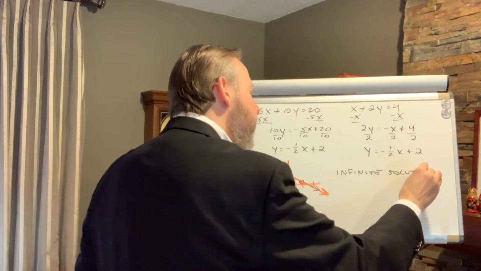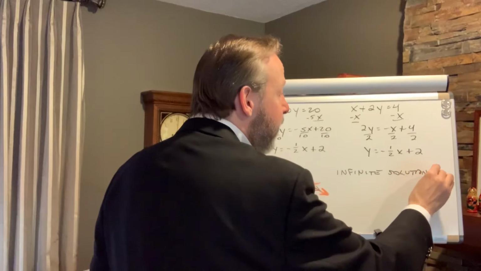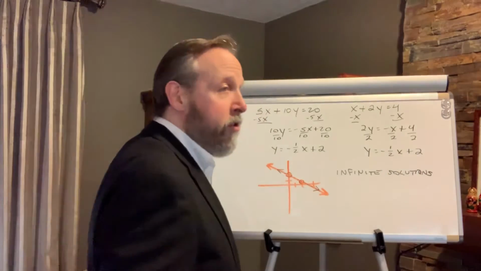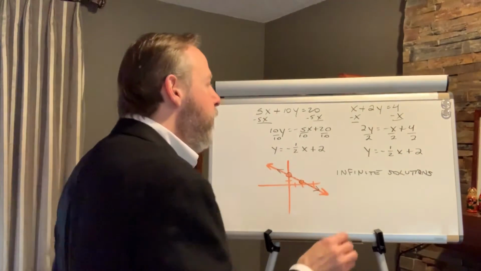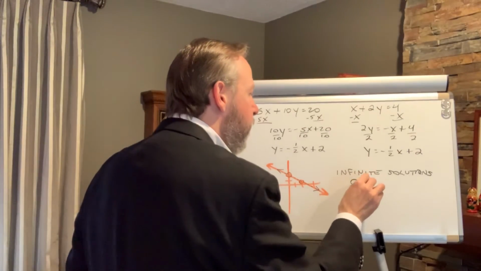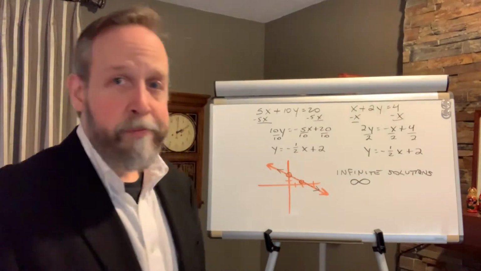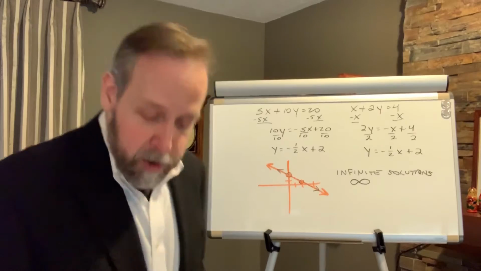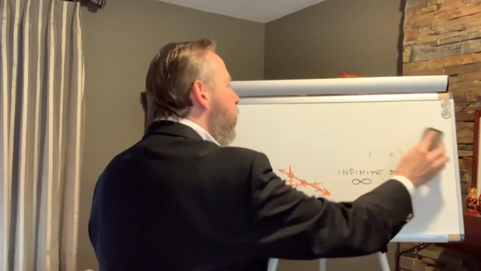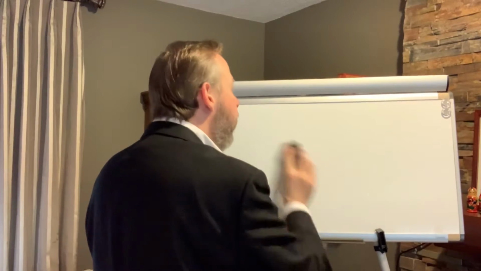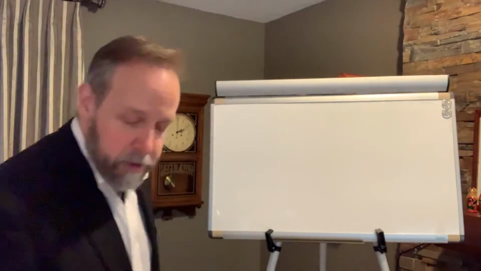The reason, again, is a solution is the place where the two lines cross. These two lines cross everywhere. You could also use the infinity symbol to indicate that. Okay, well, our last example would be the one in which the two lines don't ever cross because they're parallel.